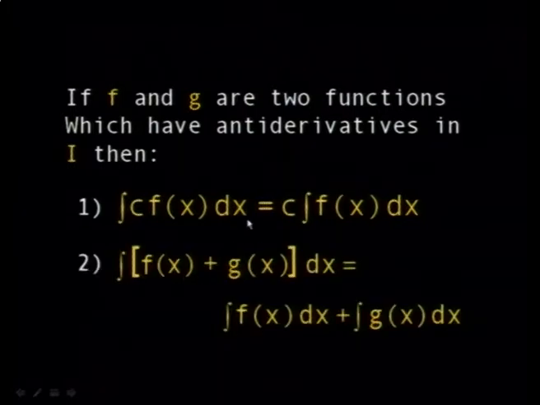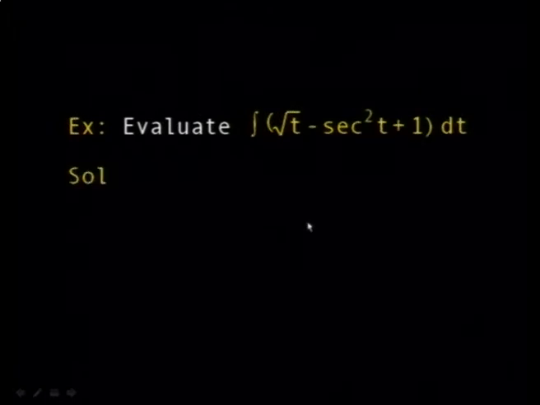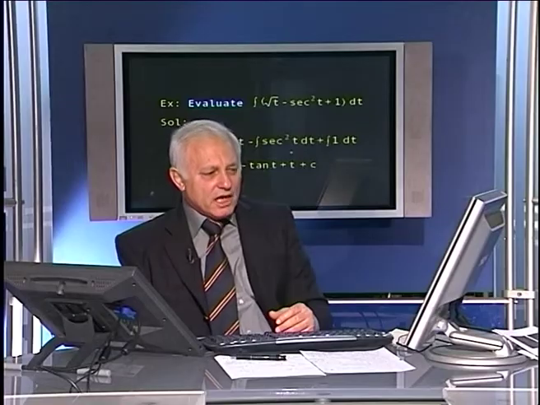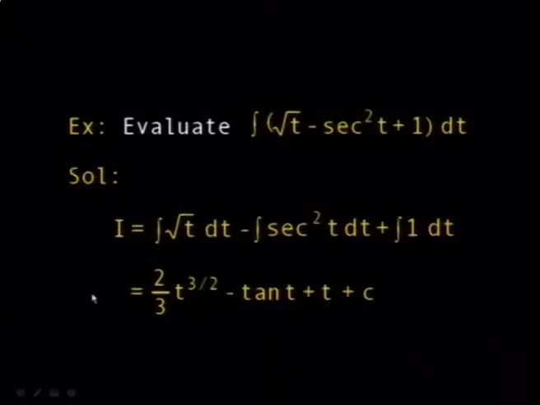Again, the indefinite integral of the sum of two functions is equal to the sum of the indefinite integrals of the functions. So for example, if you wish to evaluate such an indefinite integral, you apply the theorem. In other words, you sum up the integrals of each. The integral of the square root of t is 2 over 3 t to the power 3 over 2. The integral of sec squared is tan, and the integral of 1 is t. So you get this expression at the end.